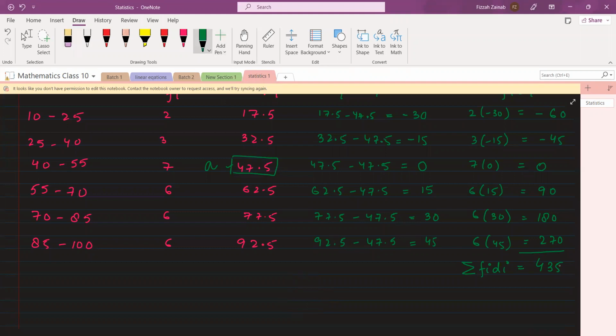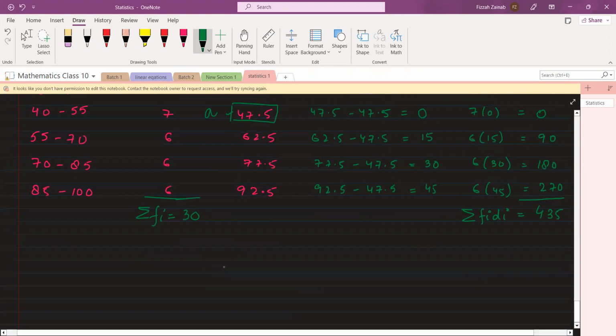Okay, so this summation we need, and then we need this summation, summation of fi. I forgot to do it. This you always have to do. So just add it. It should be 30 because it's data of 30 students, already given in the question. You can check.